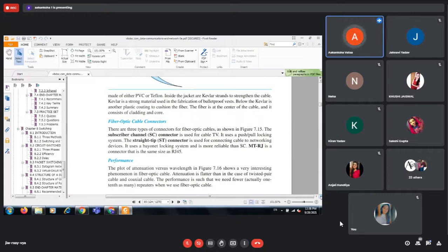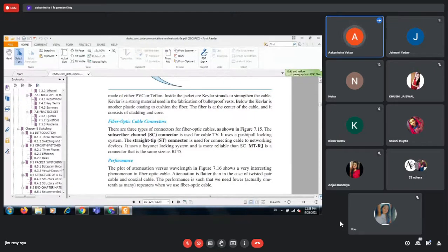Then we have the straight tip, that is the ST connector, used for connecting cable to networking devices, and it uses a bayonet locking system and is more reliable than the SC connector. And MTRJ is a kind of RJ45 we discussed previously for connecting LANs and hubs. And it is a connector that is the same as RJ45.